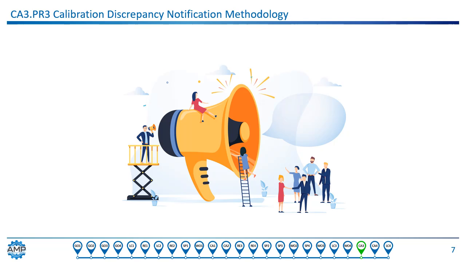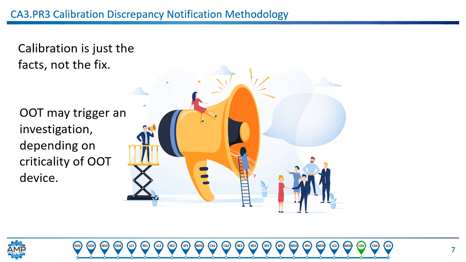Calibration discrepancy notification methodology defines the process for notifying affected parties when a unit under test is found out of tolerance. A compliant calibration program must include a process to let people know when an instrument doesn't pass calibration. Calibration is just the facts, not the fix. The finding means nothing in and of itself. Out of tolerance is just a classification that may trigger an investigation depending on instrument criticality classification.